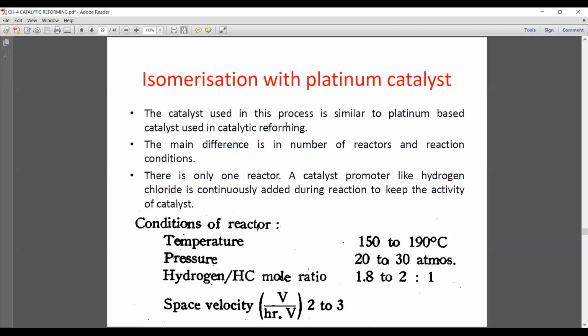The catalyst used in this process is similar to platinum based catalyst used in catalytic reforming. The main difference is in the number of reactors and the reaction conditions. When you are changing the catalyst, this is the main difference. There is only one reactor. A catalyst promoter like hydrogen chloride is continuously added during the reaction to keep the activity of the catalyst. So this is the condition of the reactor in which you're using platinum catalyst.